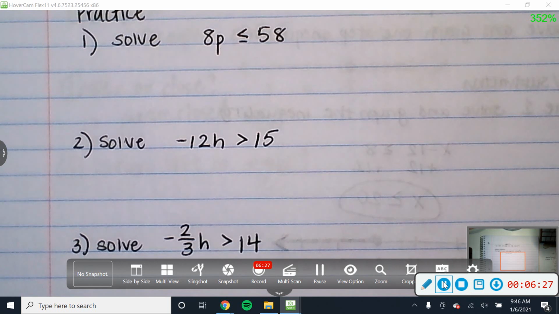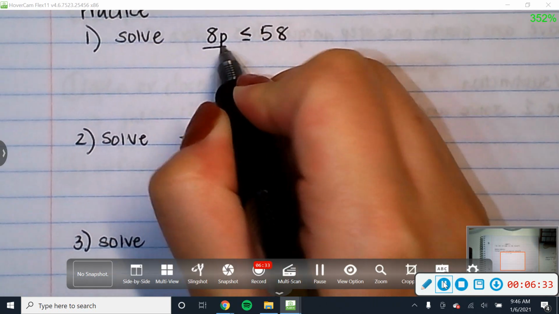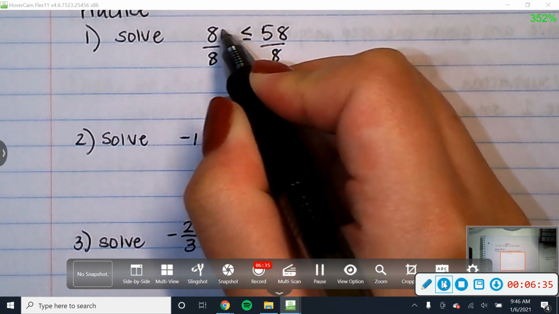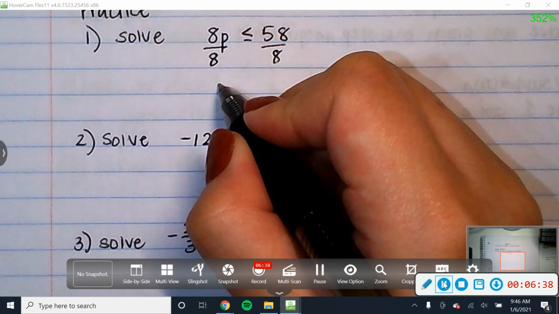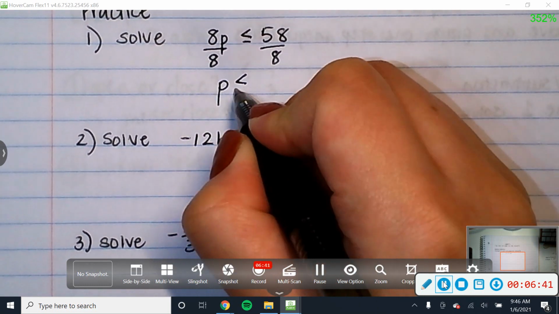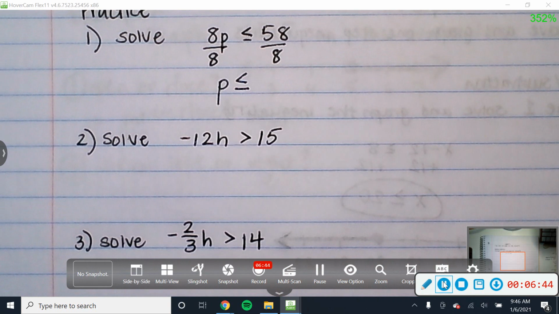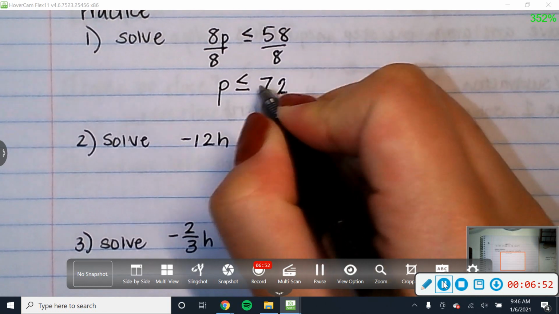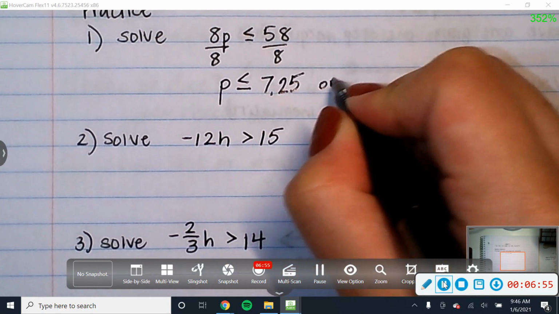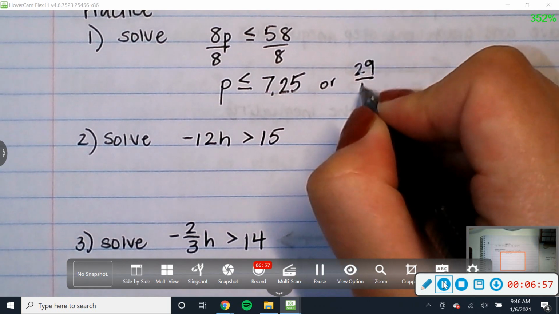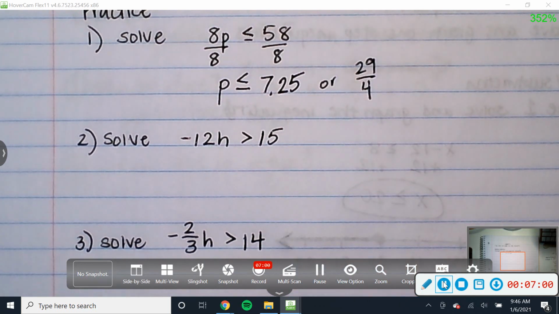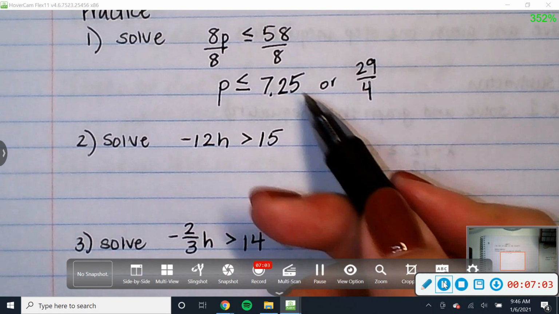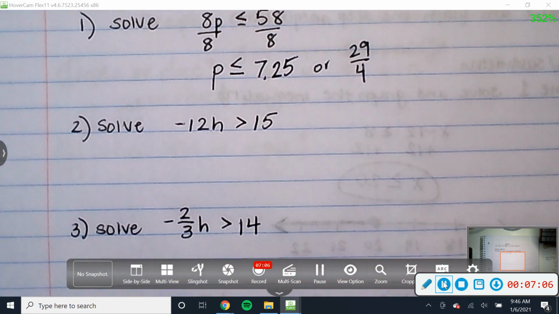So for number 1 here, we have 8p is less than or equal to 58. So we would just divide 8 on both sides. Since we're dividing by a positive number, we don't change anything about the sign. This is going to stay the same because it's a positive number that we're dividing. So then you just want to solve what is 58 divided by 8. You could either write your answer as a decimal, so this would be 7.25, or you could also write it as an improper fraction. The simplified fraction would be 29 over 4. So either of these would work. This one would be a little easier to graph when it's in decimal form.